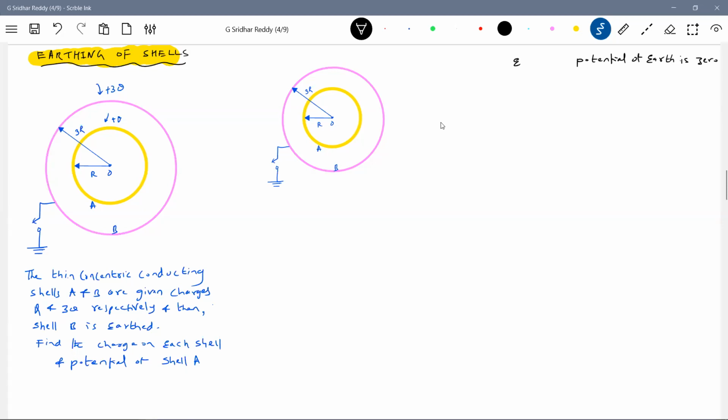Electric potential and not gravitational potential. Electric.